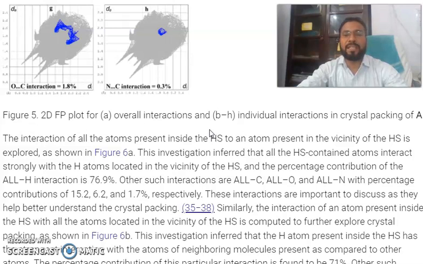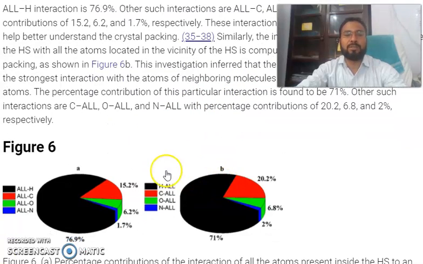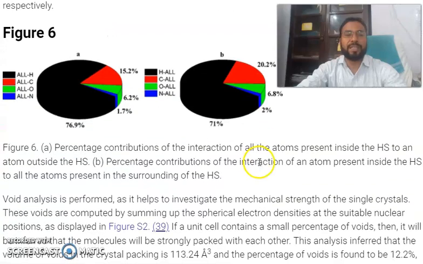Similarly, the interaction of an atom present inside the Hirschfeld surface with all the atoms located in the vicinity of the surface is computed to further explore crystal packing. This investigation inferred that the hydrogen atoms present inside the surface have strongly interacted with the atoms of neighboring molecules as compared to the other atoms, with a certain percentage contribution. So you have to make this type of figures.